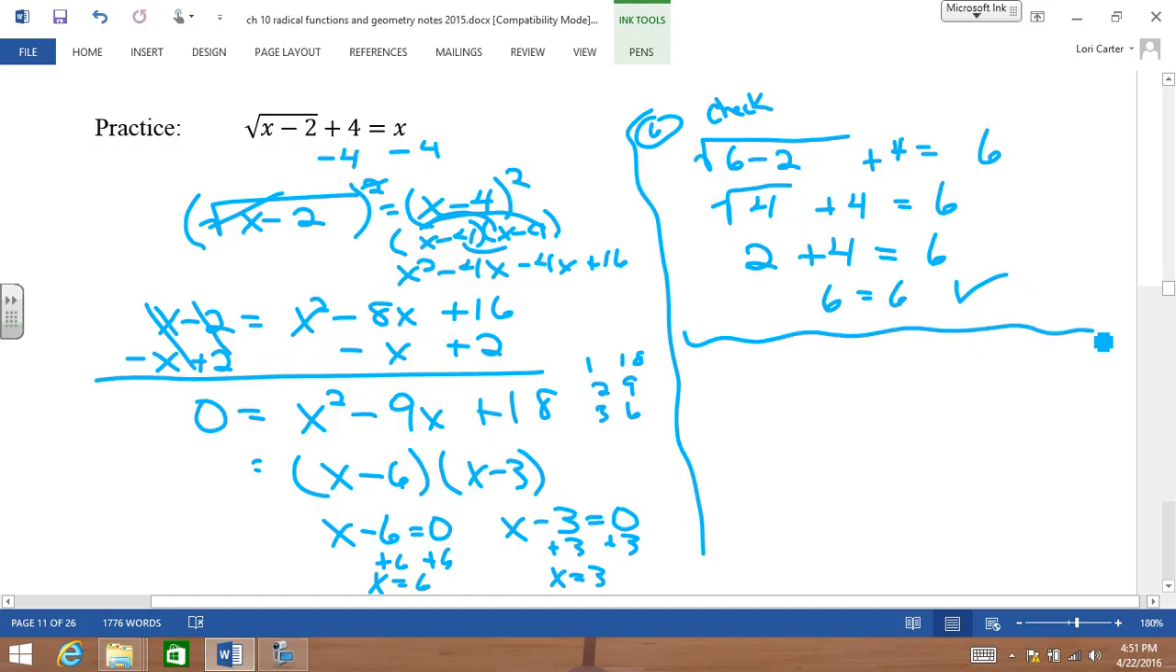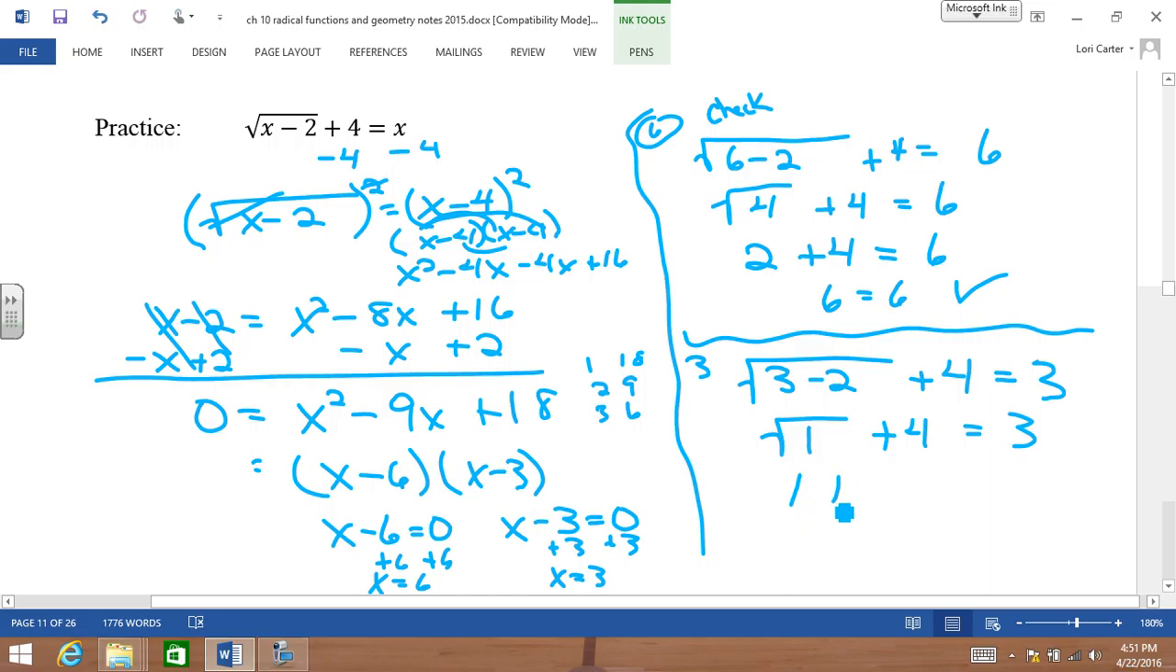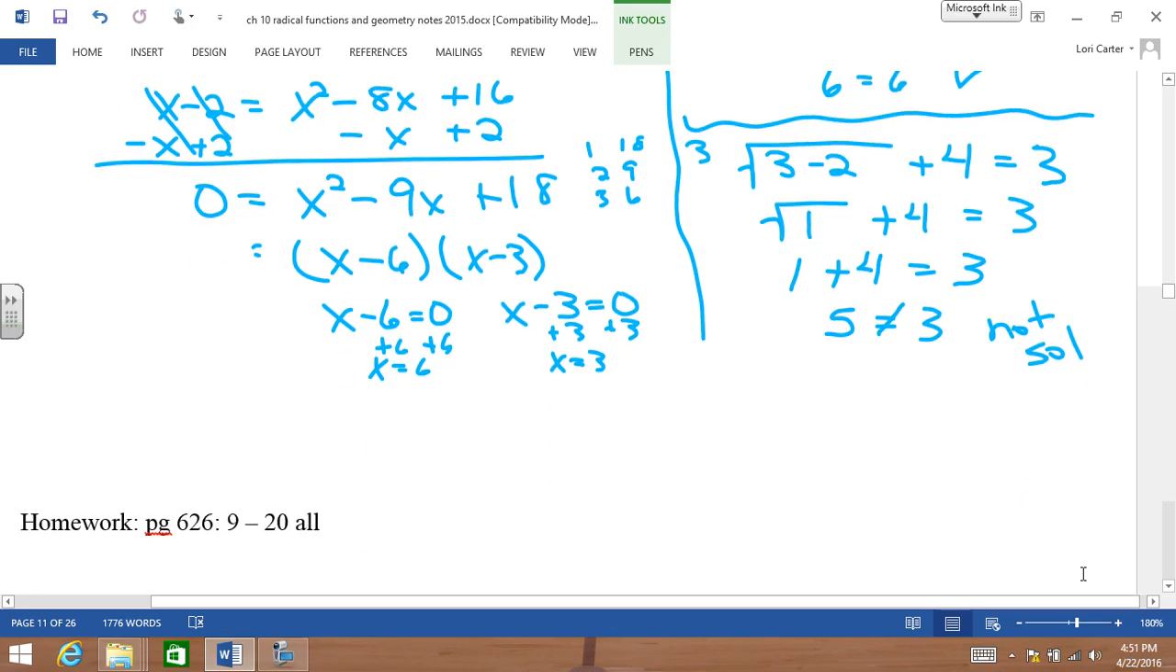Now we have to see if the other one is a solution. So now we're checking 3. So we do the square root of 3 minus 2 plus 4, and that has to equal 3. The square root of 3 minus 2 is square root of 1 plus 4. Square root of 1 is 1. So 1 plus 4 equals 3. 5 does not equal 3. So this is not a solution. So your answer to this problem is x equals 6. There we go. So x equals 6 is your solution.